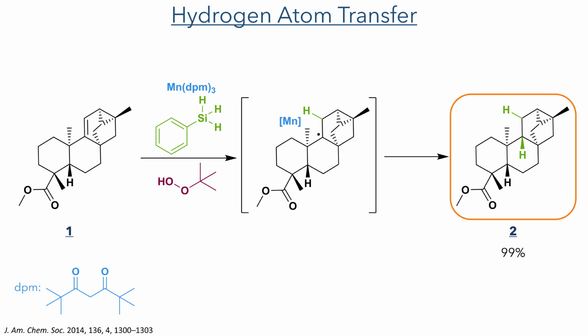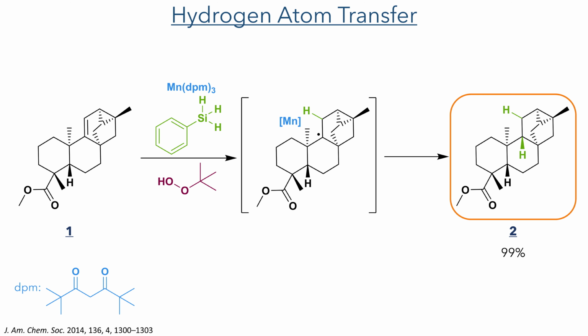From this same methyl ester intermediate, the authors also carried out a hydrogen atom transfer using Shenvi's protocol. We saw a similar reaction in the recent synthesis of hamigeran M. This reaction used a manganese dipivaloylmethane complex, together with the silane donor and tert-butyl peroxide. This transfers a hydrogen radical to the alkene, which forms a radical pair intermediate with the manganese complex.